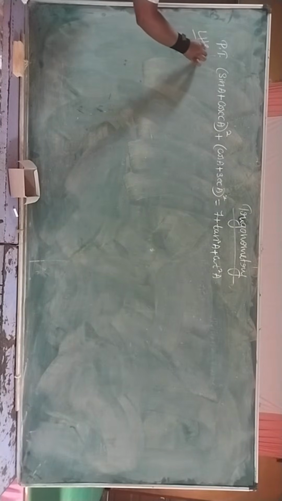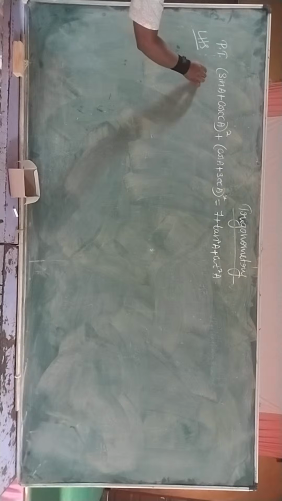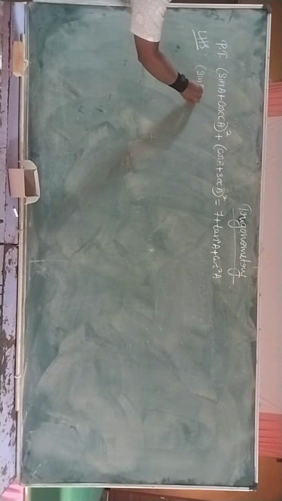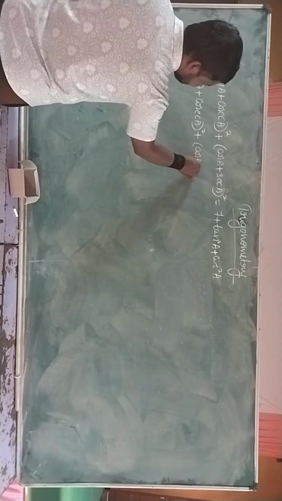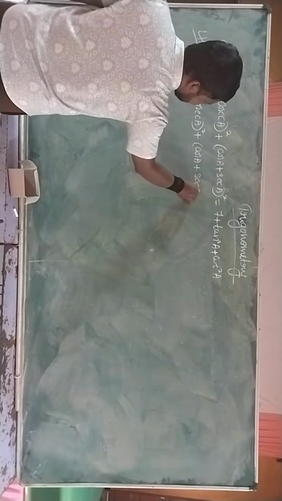Simple example. First, we can take the LHS, left hand side: (sin A + cosec A) whole square plus (cos A + sec A) whole square. The first, sin A plus cosec A, is in the form of (A + B) whole square, and cos A plus sec A is also in the form of (A + B) whole square.